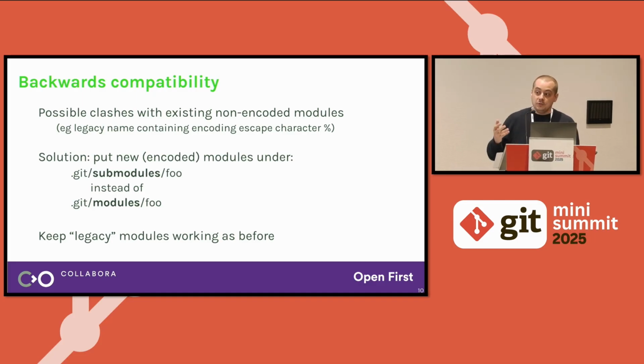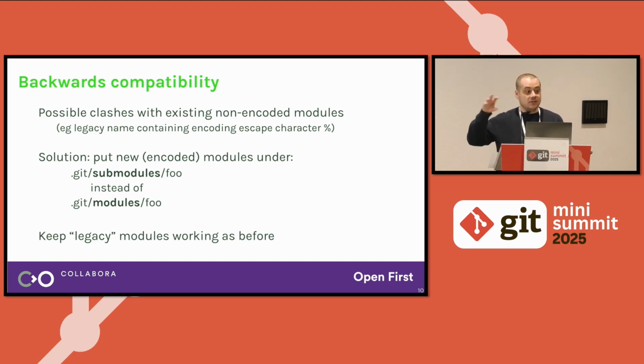And any new submodule after landing this series will be created under the submodules path. And that's how you keep them separated. You want to avoid situations where a pre-existing module already has escaping characters from the encoding which you use. And the idea is for the legacy modules to work as before.